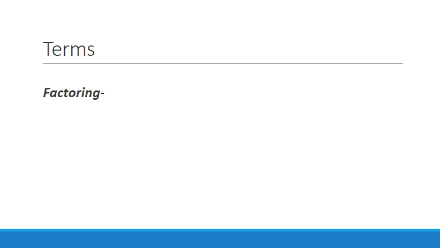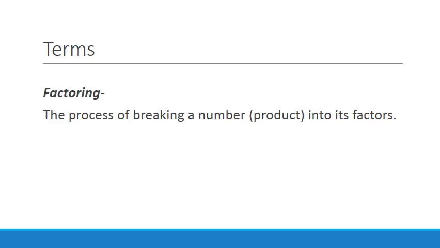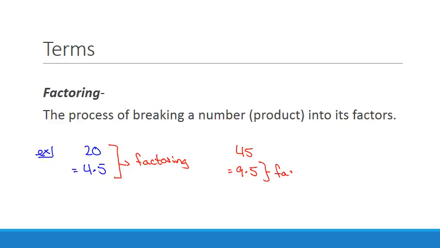Factoring. Factoring is the process of breaking a number or product down into its factors. So if I take something like 20, I could rewrite it as 4 times 5 because that still means 20. And this process of putting it into factors would then be factoring. So again, if I pick something like, let's say 45, I could say 9 times 5, and that's my factoring. And you know what? I'm going to change something a little bit here. This whole thing is factoring.